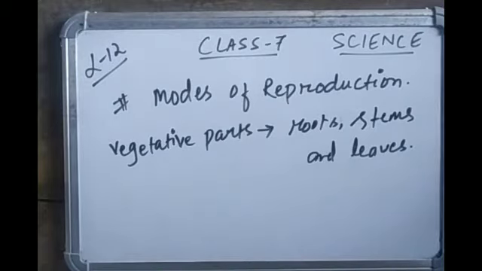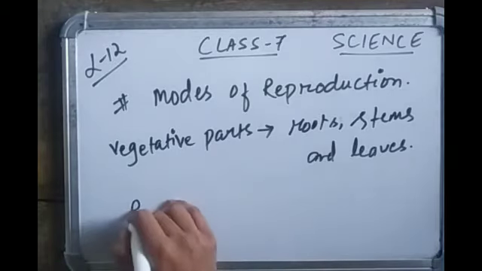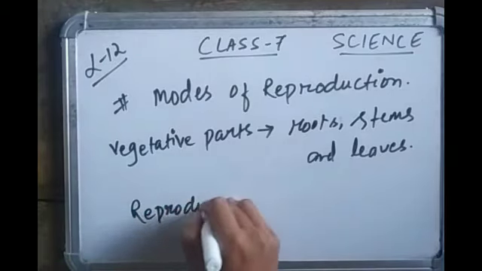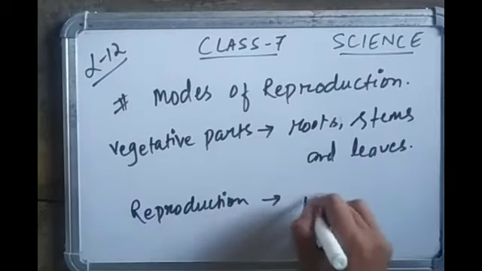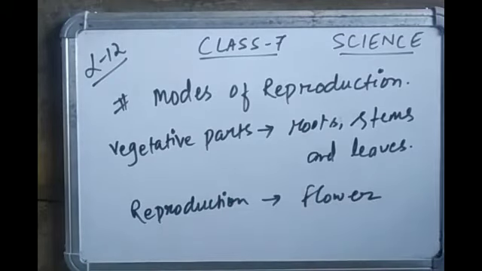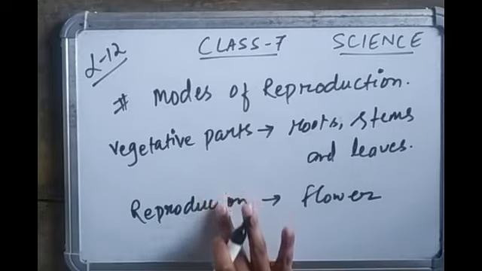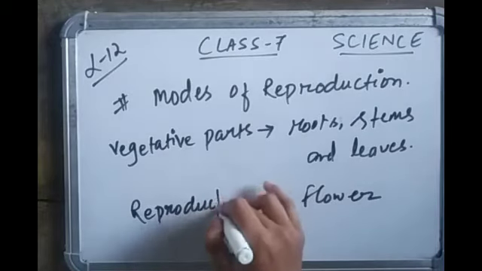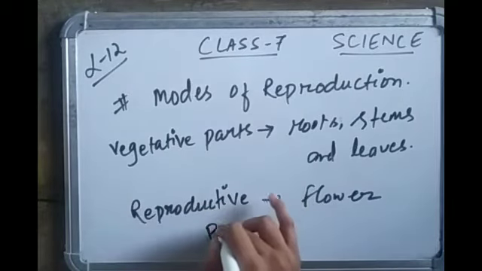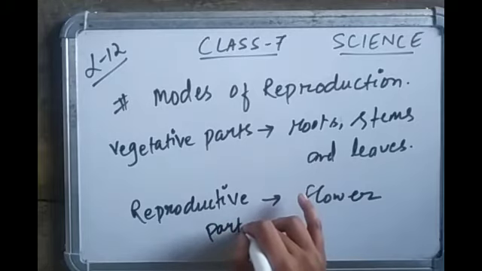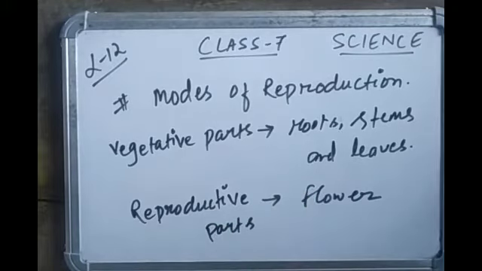And flowers perform the function of reproduction in plants. Flowers are the reproductive parts. So vegetative parts are the roots, stems and leaves, and reproductive parts are the flowers.